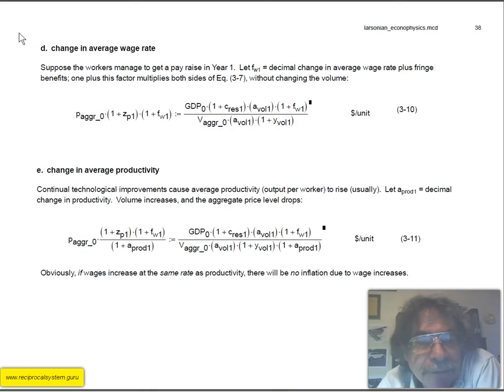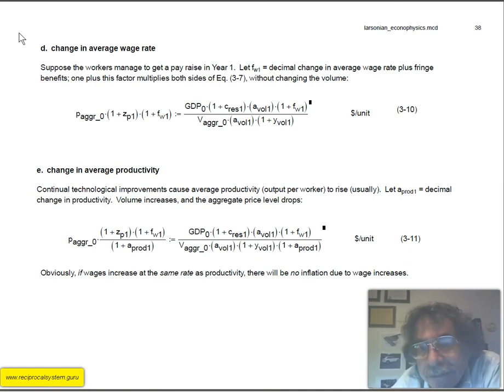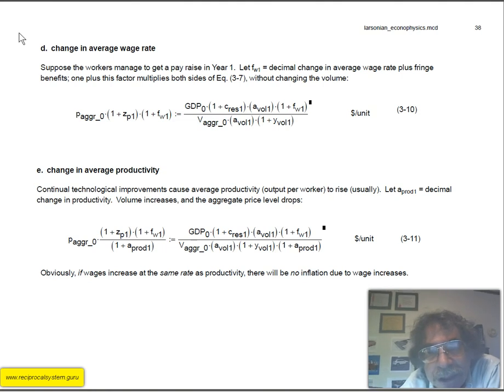Now, section D, change in average wage rate. Suppose the workers manage to get a pay raise in year 1. Let F sub W1 equal the decimal change in average wage rate plus fringe benefits. So we're including fringe benefits as part of our average wage rate. 1 plus this factor multiplies both sides of equation 3.7 without changing the volume. So this doesn't change the volume. So we now have the base price level times 1 plus Z sub P1 times 1 plus F sub W1, which is the change in the wage rate.